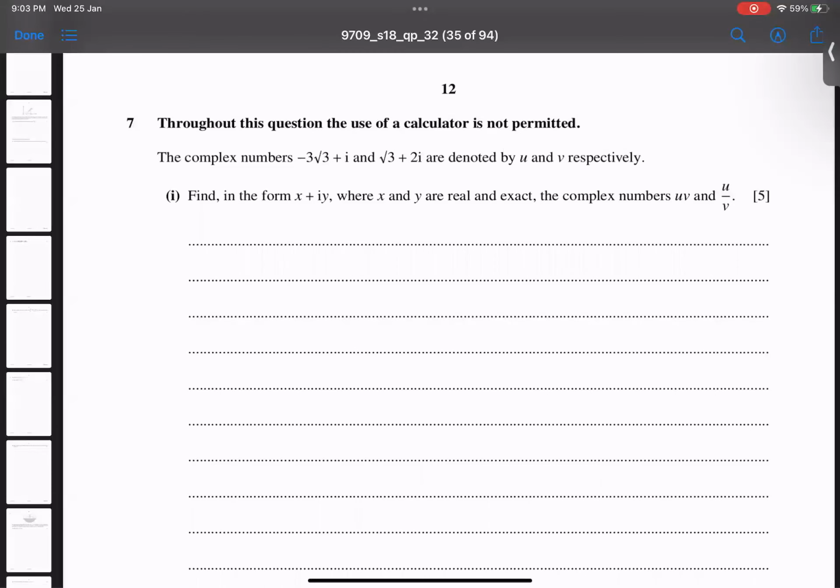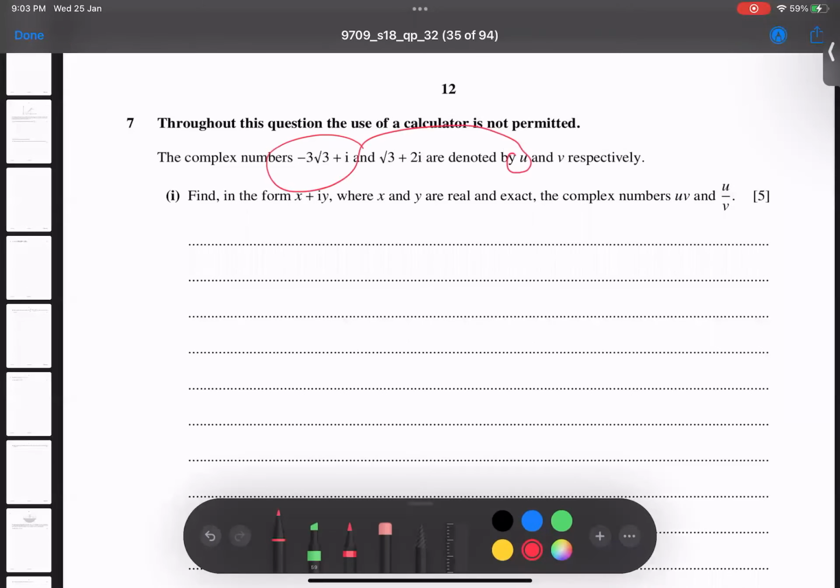Bismillah ar-Rahman ar-Rahim. This is a June 2018 32 variant. Our topic is complex numbers, question number 7. We have been given u and v, and we are asked to find, in the form x plus iota y, the complex numbers u times v and u over v.